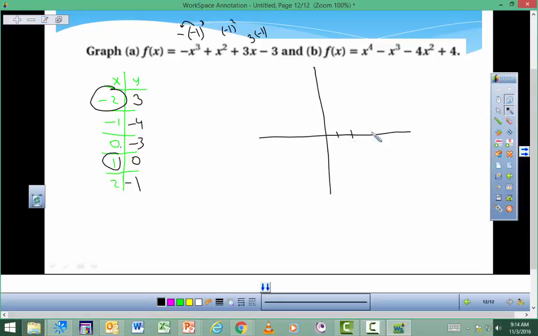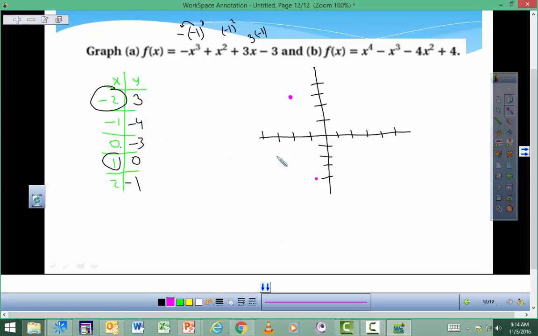1, 2, 3, 4, 5. 1, 2, 3, 4. And so let's take a look and see what our curve is doing. I'll use my cool purple color. At negative 2, we should be at positive 3. At negative 1, we're at negative 4, clear down to here.